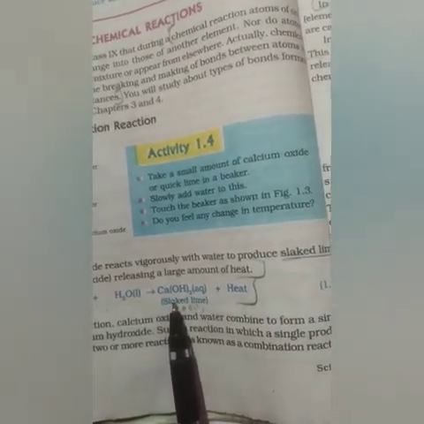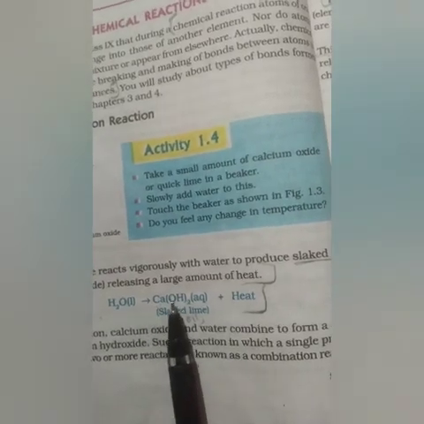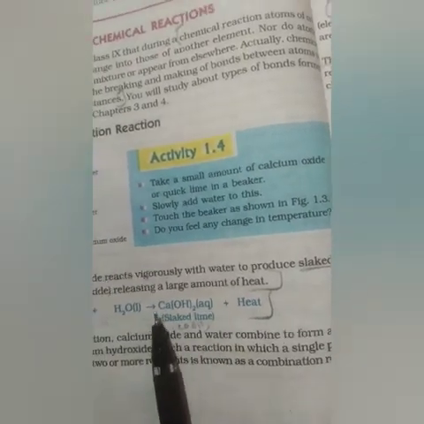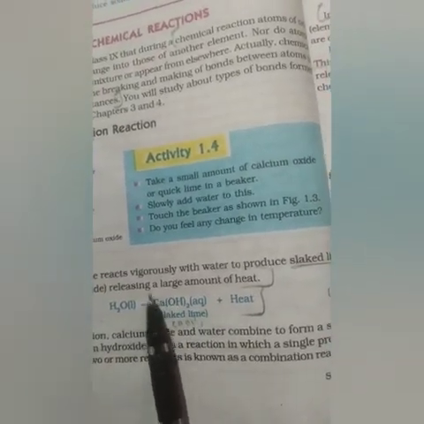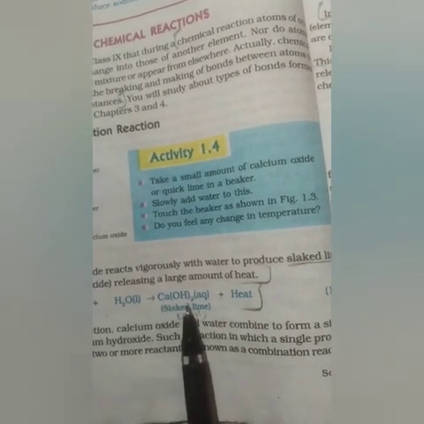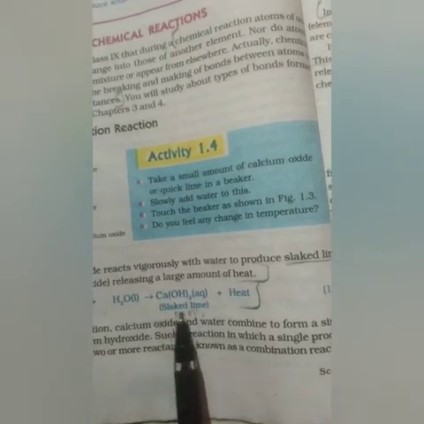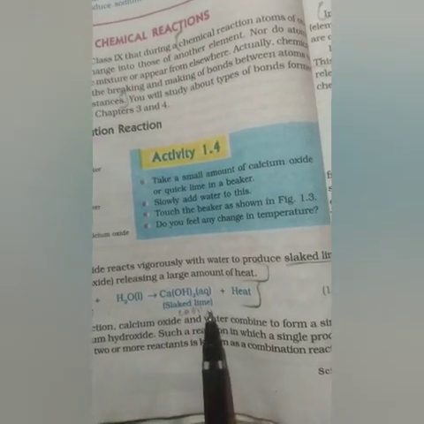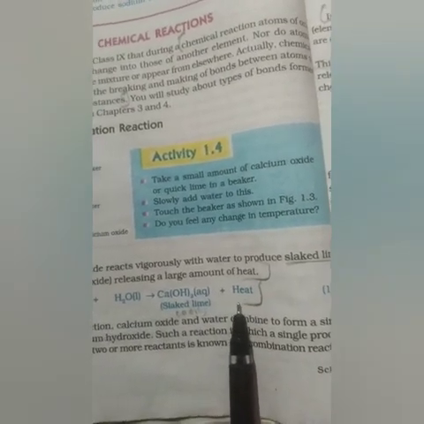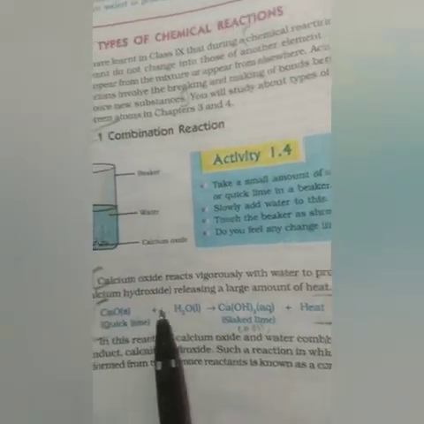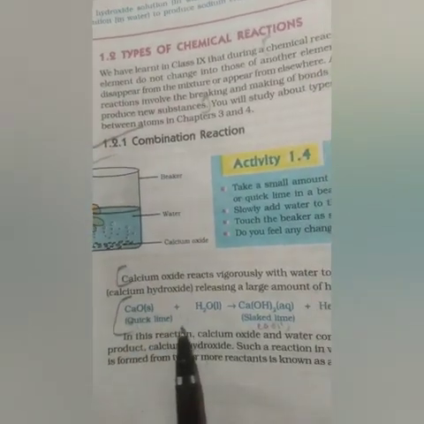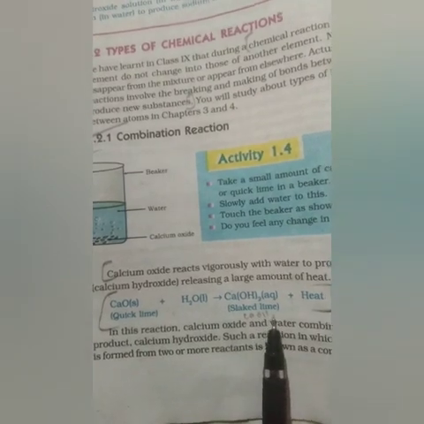And what is the product we get? That is calcium hydroxide. Ca(OH)2 means calcium hydroxide. Another name for calcium hydroxide is slaked lime. And heat also we can observe. This is one of the best examples of a combination reaction.